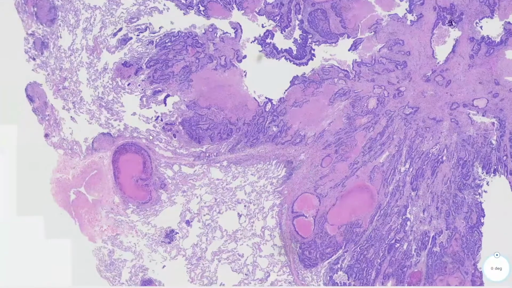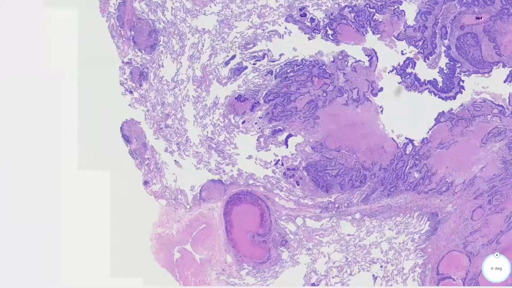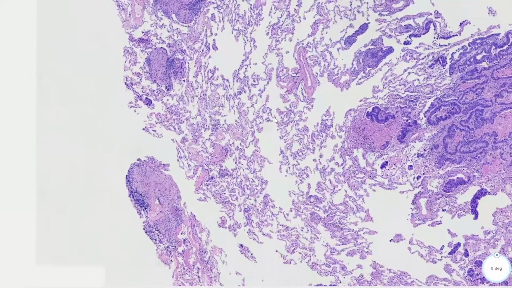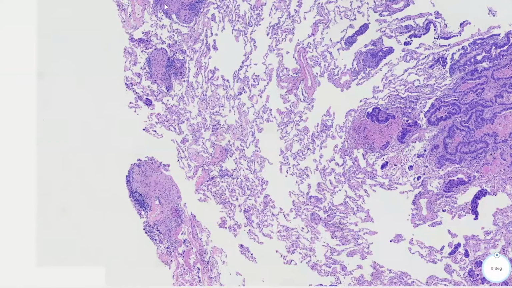And then just highlighting the importance of also looking at the background lung. In this case, there was non-necrotizing granulomatous inflammation that was consistent with sarcoidosis. So that's our first case.